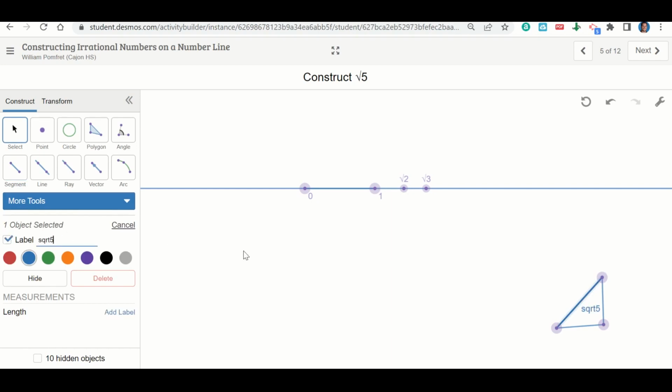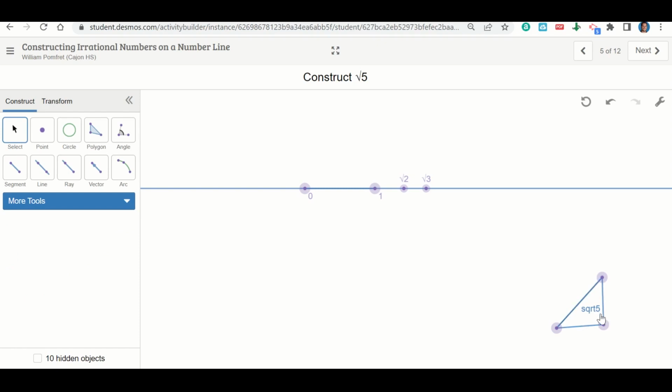So if I want that side length to be square root of 5, these two sides, they have to add up to be 5. So that could be 4 and 1 or 2 and 3, right? Those are the ways we can get 5. So let's say that I wanted it to be 2 and 3.